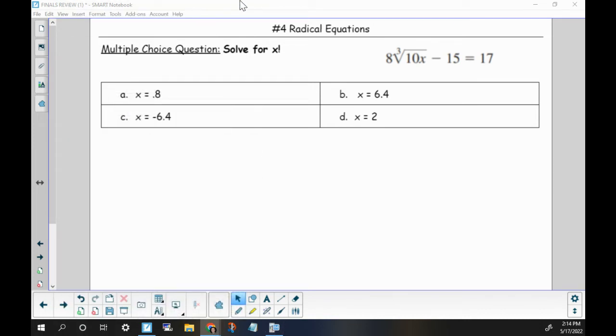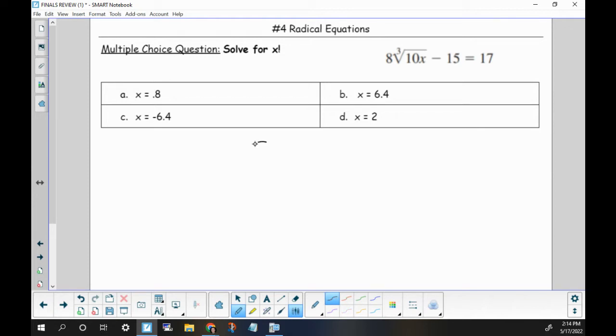All right, so radical equations. Let's just jump right in. There are three different types of radical equations. This is type 1. First thing you are going to want to do is rewrite this problem.